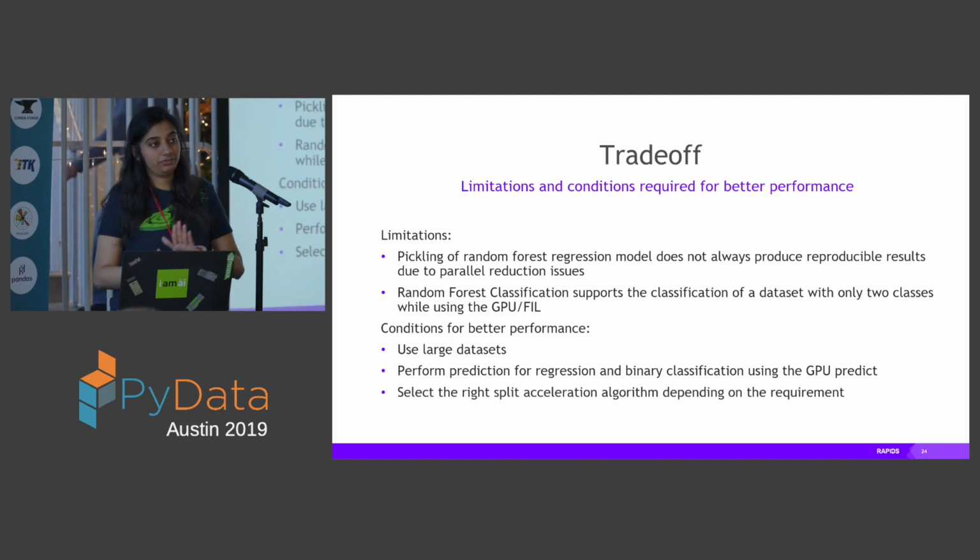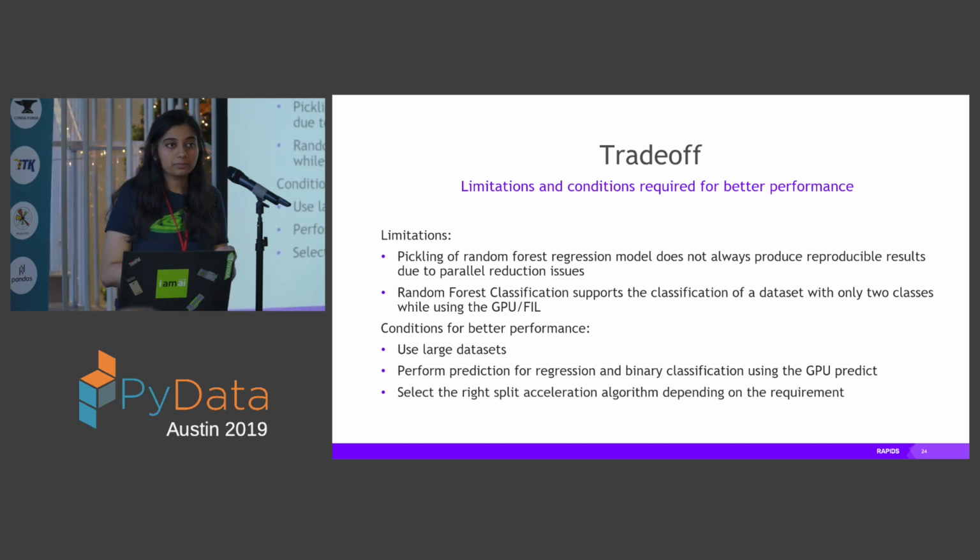In random forest classification, right now, Forest Inference Library just supports binary classification. We're working on multi-class classification, but it's still a work in progress. The best way to get the most out of cuML is if you have a larger data set. You can really see the time difference between using scikit-learn and using cuML. And the second one is using FIL, Forest Inference Library, for prediction on regression models. It's an amazing speedup, and even for binary classification, it works really well.